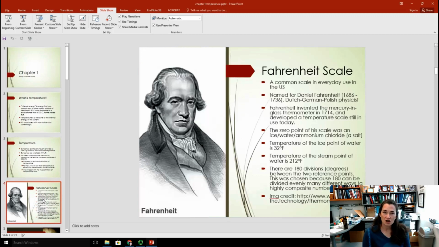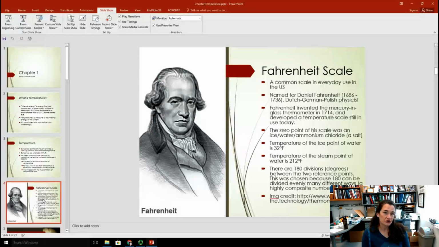Now, we're going to talk about a number of different temperature scales in this class, and of course you have to deal with a number of different temperature scales in your everyday life. The first one that I want to discuss is the one that we commonly use when the weather is reported here in the United States, and that's the Fahrenheit scale. This is named for Daniel Fahrenheit, who lived from 1686 to 1736. He was a Dutch, German, Polish physicist. First of all, he moved around a little bit, and of course the borders of countries were a little different in the late 1600s, early 1700s than they are now.